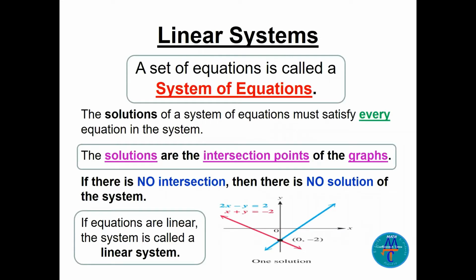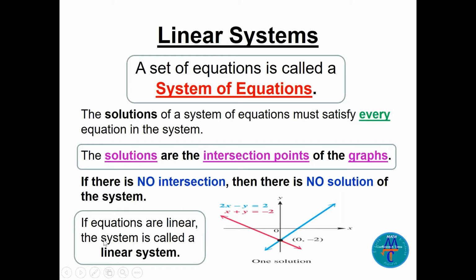Now, when we say system of equations, it means a set of equations. So it can be 2 equations, 3, 4, 5, or 10. The solutions of a system must satisfy every equation in the system. And the solutions are the intersection points of the graphs also. So if there is no intersection point, as we can see here, then there is no solution.